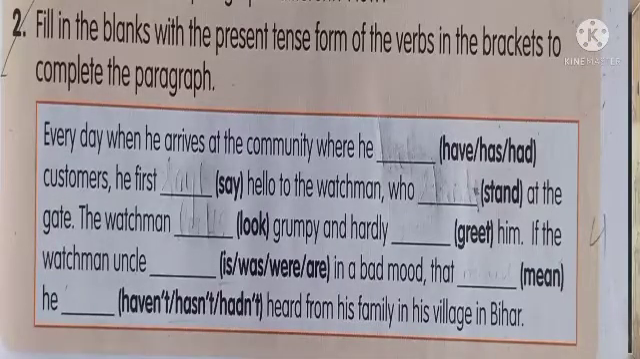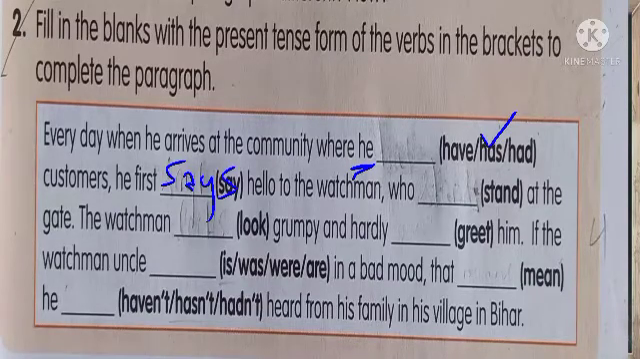Fill in the blanks with the present tense form of the verbs in the brackets to complete the paragraph. Every day when he arrives at the community where he has customers, he is given third person, so we need to use here has. He first says hello to the watchman. Say is given here. So how can we change this to present form now? By adding es to the word, says.